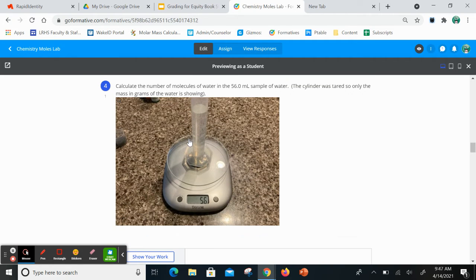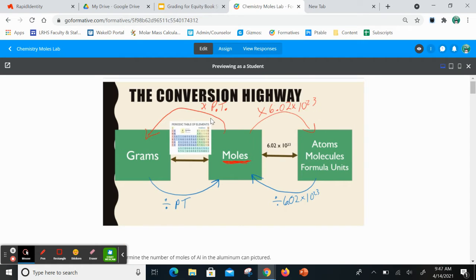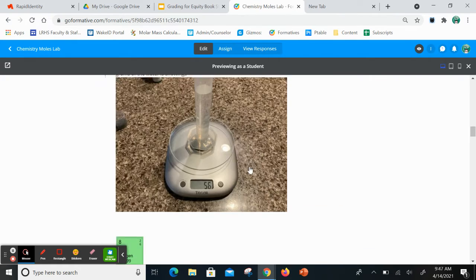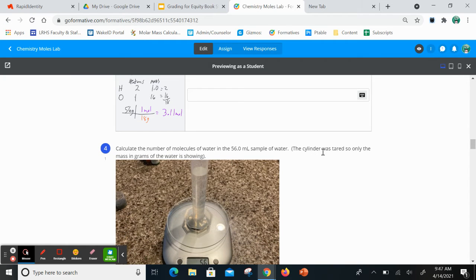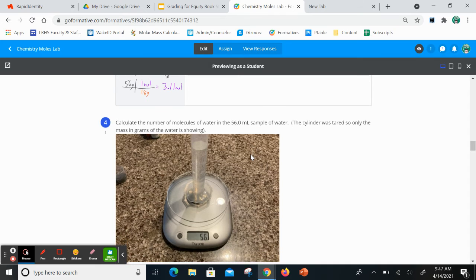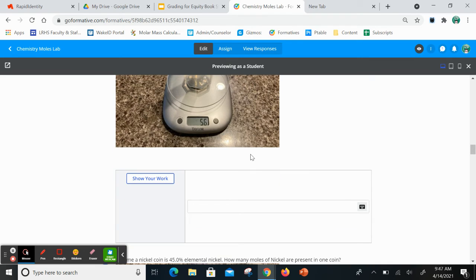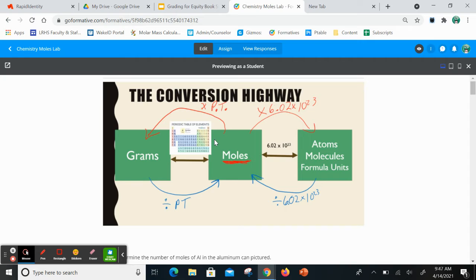All right. So now we're looking for the number of molecules. To get to molecules, you can start with grams and do what we just did, get to moles. Or since we already know the moles, all we have to do is multiply by 6.02 times 10 to the 23rd. So we can get to molecules by just multiplying 6.02 times 10 to the 23rd times the moles we got.